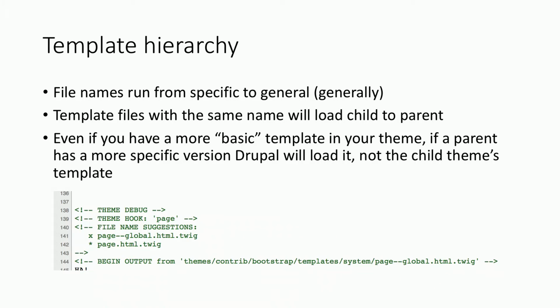So how do you get around that? Well, if you want to override what's in Bootstrap, you have to create a file of the same name or one that's more specific. So here, I created a file inside Bootstrap. It doesn't really exist. I created something in Bootstrap called page-global.html.twig, and I put it in Bootstrap templates system, and it loaded it instead of the page.html.twig that I had in my own theme. So I confirmed that it would actually load Bootstrap's version, which was more specific, versus mine, that was still a child theme, but not as specific.